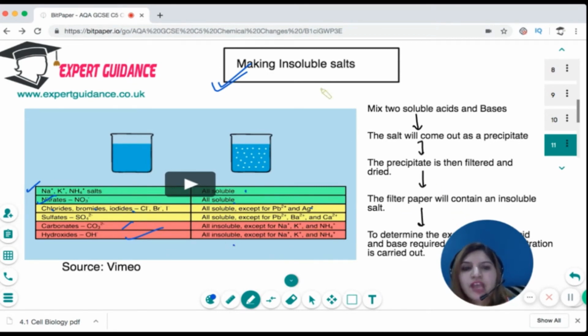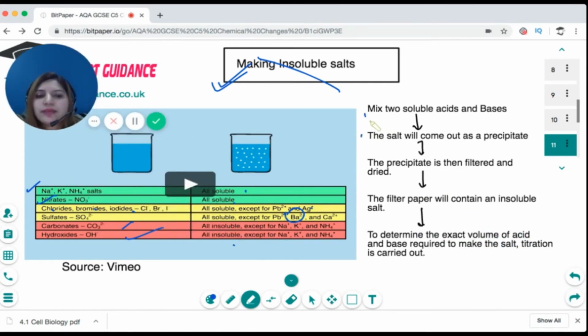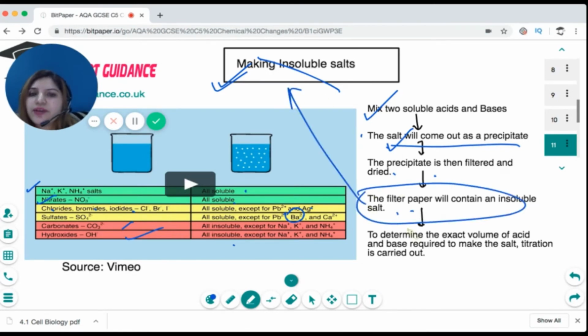Okay, so if you need to make an insoluble salt, you can see that barium sulfate is insoluble. So you can basically take barium hydroxide and sulfuric acid and form barium sulfate. So you mix two soluble acids and bases. The salt will come out as a precipitate as it is insoluble. You filter the solution. The salt will stick to the filter paper, and you can dry the filter paper and get the salt. So this is how you make the insoluble salt.